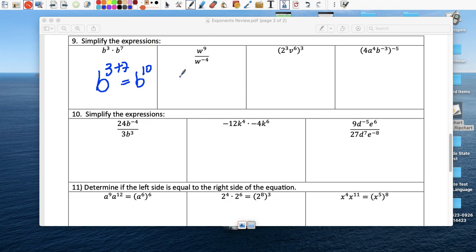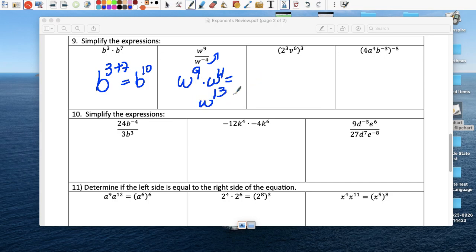Next, w to the 9th over w to the negative 4. So let's make that positive first. Here, w to the 9th stays where it is, but the w to the negative 4 is going to come upstairs. It's going to be positive, and we get w to the 4th. Now we do the product rule. Bases are the same. Keep the base, add the exponents.